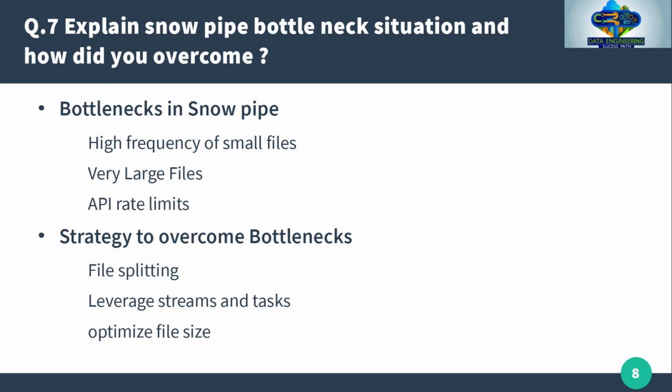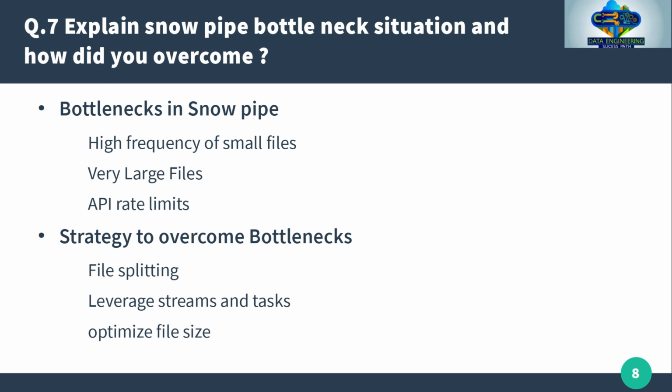This is one thing. And in case of very large files, while Snowpipe can handle large files, loading very large files might take a longer time to process, which could delay the availability of data for querying. This is possible, but I haven't seen it in real time till now. And also API rate limits can impact your performance.